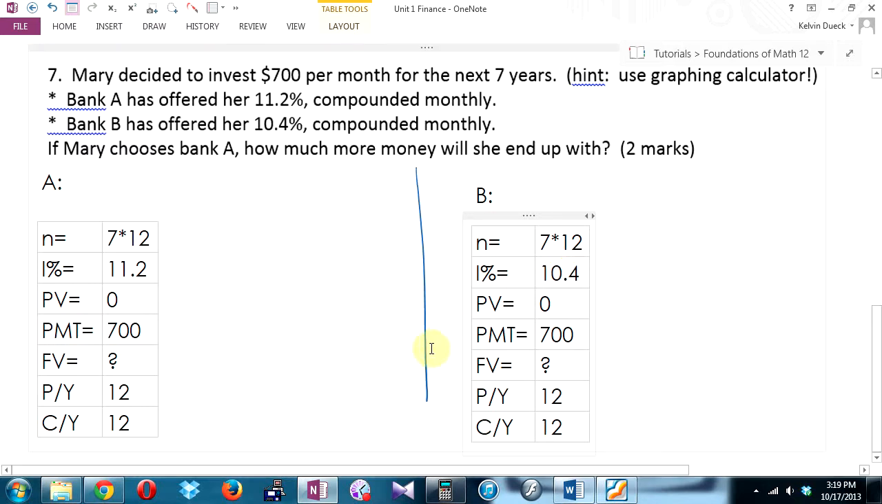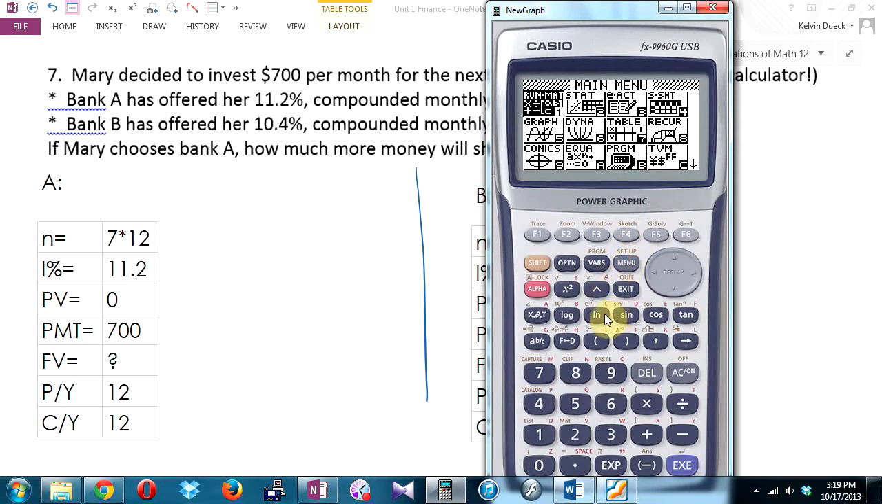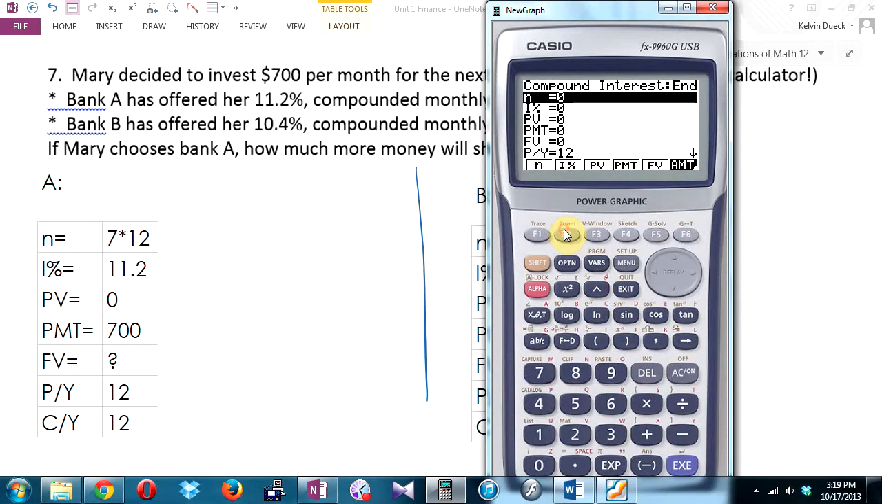Okay, let's go do A. I was just saving myself because I'm lazy, I could cut and paste. Menu. For me, it's that one. Compound. 7 times 12, I told you it was 84. Payment $700. Present value, don't know. 12, 12. For final value, mine is F5.